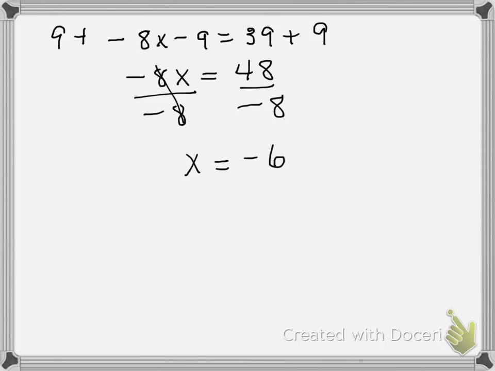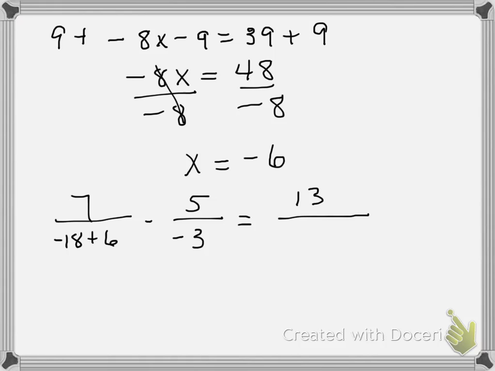Now we really need to check this because of the way that we multiplied by a variable. We may have introduced an extraneous solution. So we'll go back to our problem, and we had 7 divided by 3x. So 3 times negative 6 is negative 18 plus 6, minus 5 divided by negative 6 plus 3 would be negative 3, equals 13 divided by negative 6 squared would be 36 plus 5 times negative 6 would be minus 30 and then plus 6.